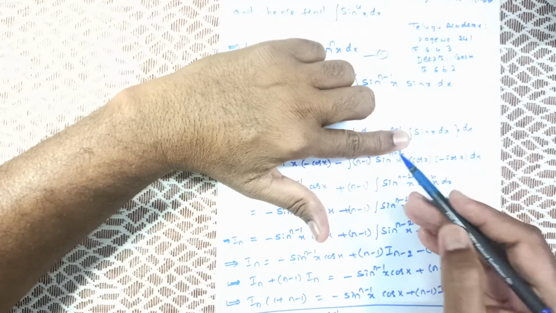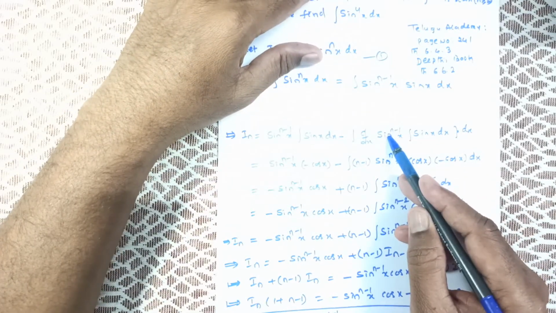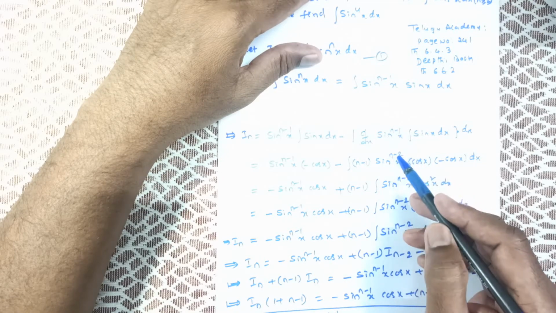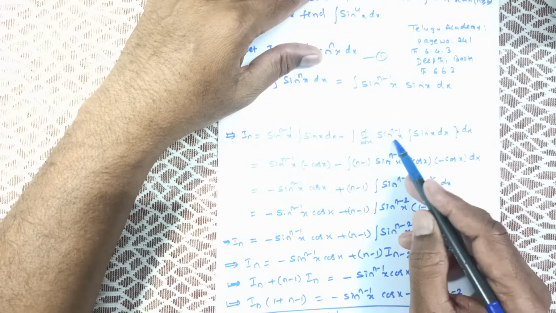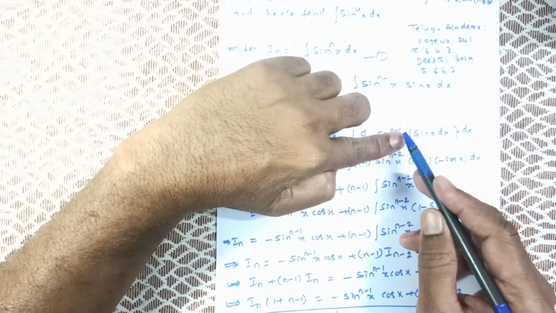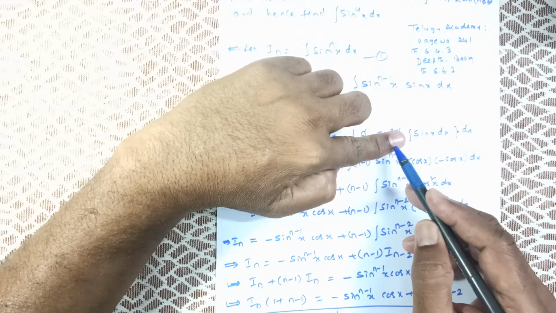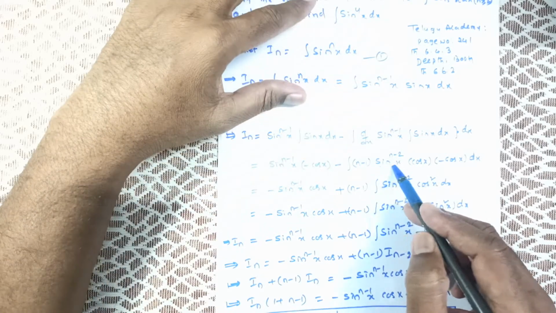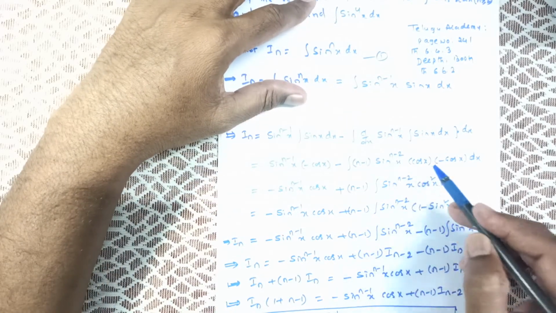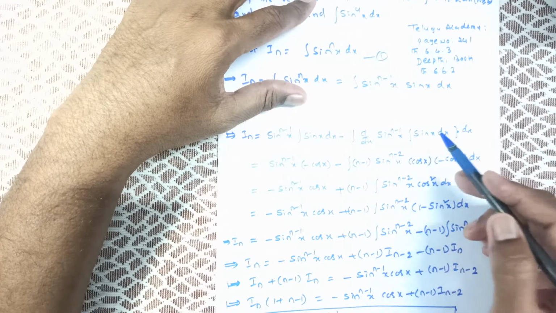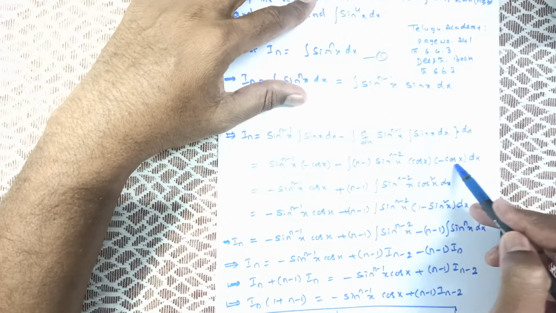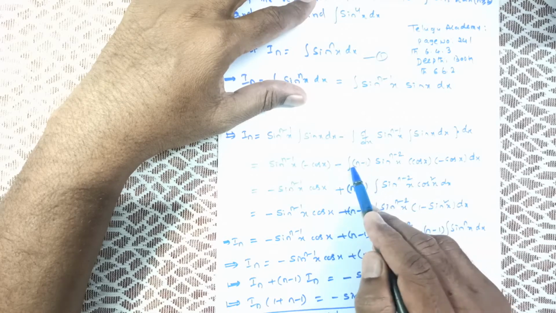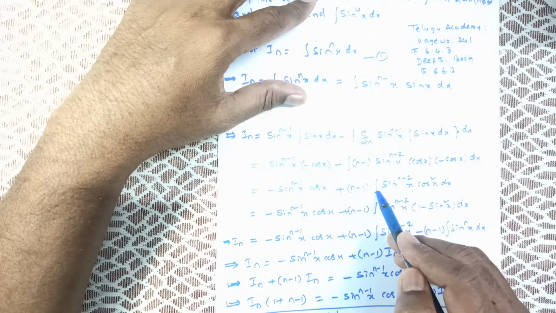We have to consider the x power n format. The d by dx of x power n is n into x to the power of n minus 1. Here sin x is the base, so the derivative of sin x also has to be taken. The derivative of sin x is cos x, and the integration of sin x is minus cos x, so this minus will come in front. Also, n minus 1 comes out from the differentiation process.